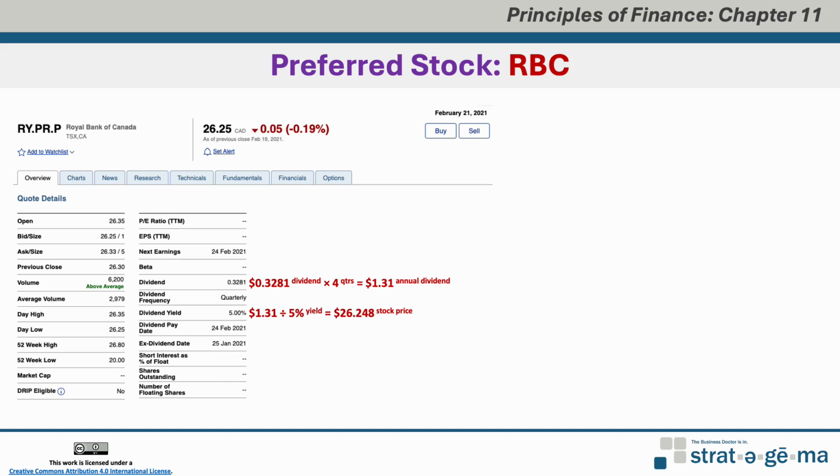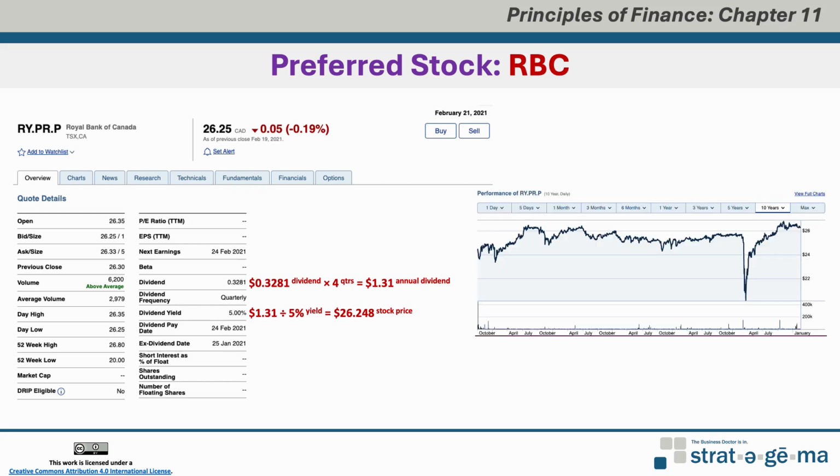So when we take the dividend of 1.31 divided by the 5% yield, that's a stock price of 26.248. Now, something interesting to note here is that in this graph, we can see that there is some variability in the trading range, and that is normal because of elements related to what we call systemic risk and just some general variability in the marketplace.